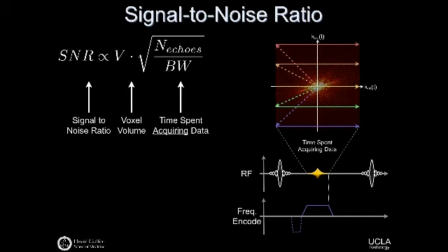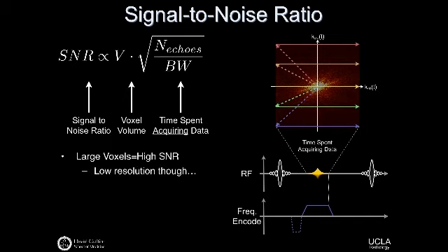More echoes, more signal, right? So more echoes will have, in general, better signal to noise. And the bandwidth enters in because the bandwidth is related to how fast we move across k-space. High bandwidth means you move across k-space very quickly. And if you're moving across k-space very quickly, then you're not spending as much time acquiring data.